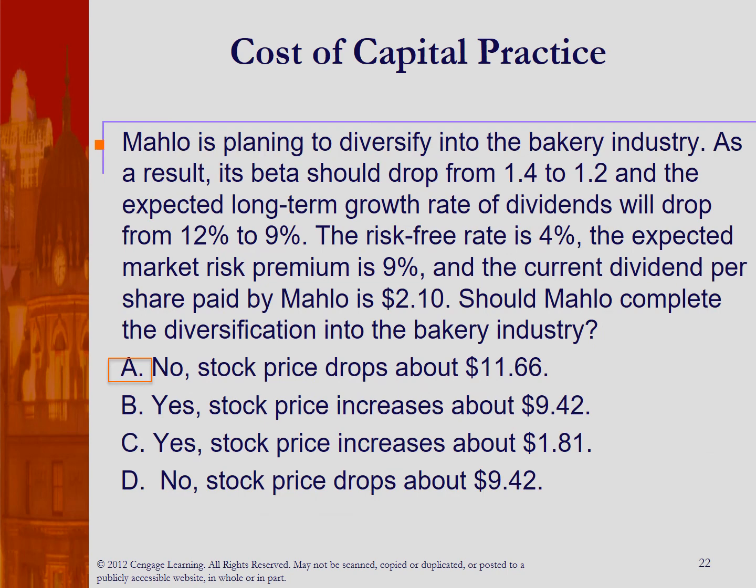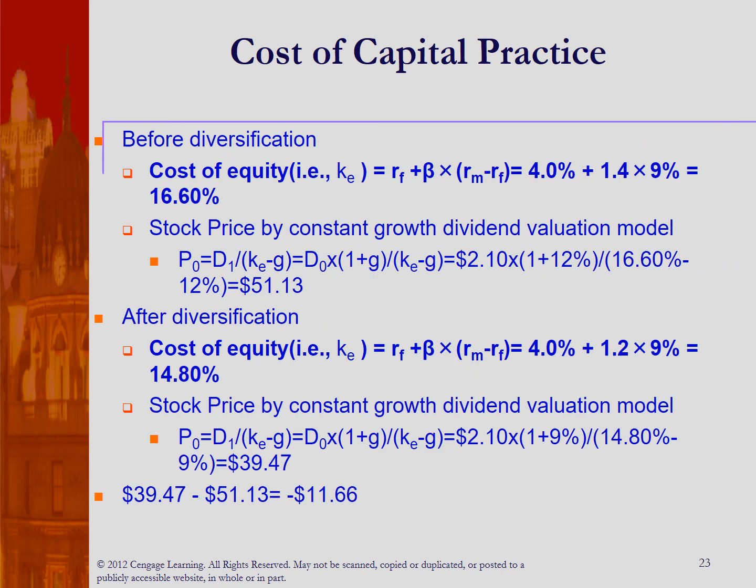Practice problem. To respond to this problem, we will have to calculate the stock price before and after diversification. Based on the information from the problem, we would use the constant gross dividend valuation model given here to obtain the stock price. We will discuss the calculation steps in the next slide. We first find out the cost of equity before and after diversification using the security market line. We next compute the stock price before and after diversification applying the constant gross dividend valuation model.